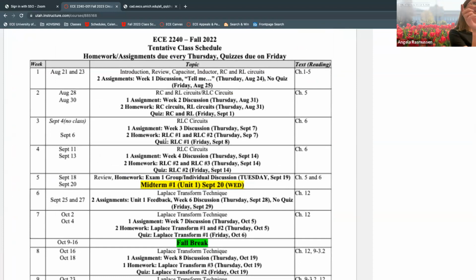Those times on Thursday and Friday are based on when you're available, so you have up to midnight to do those. The homework and assignments will be available. Even now they're available, so you can even go in and start working on those.